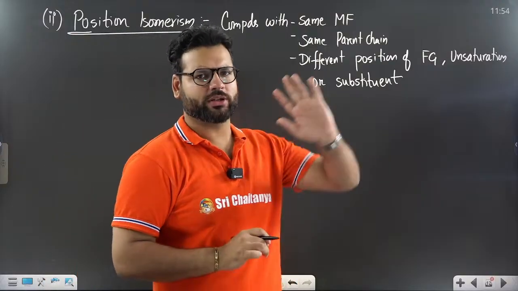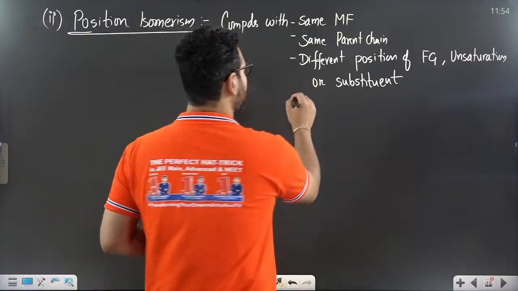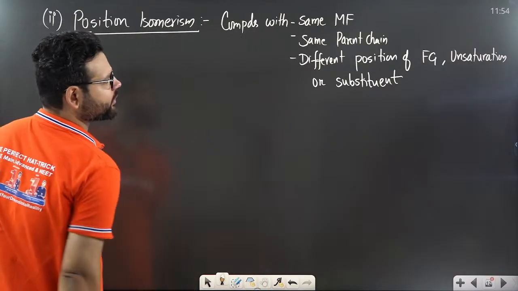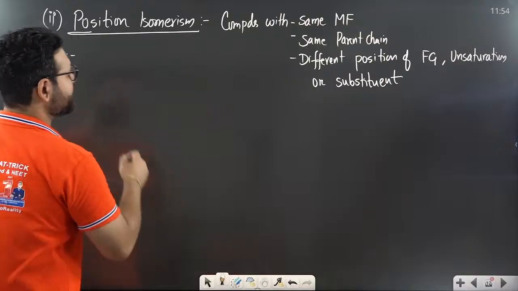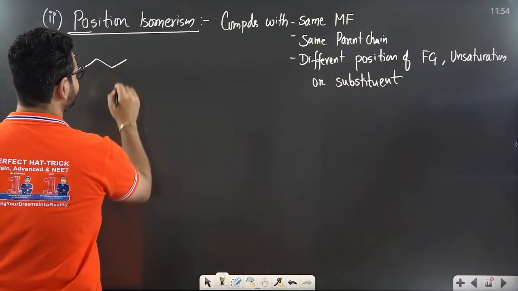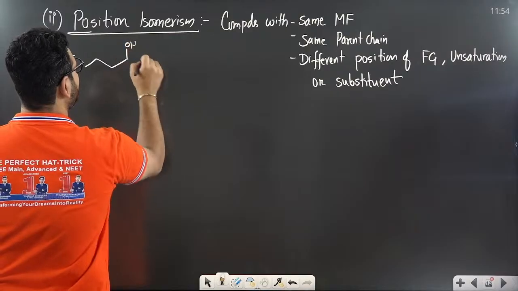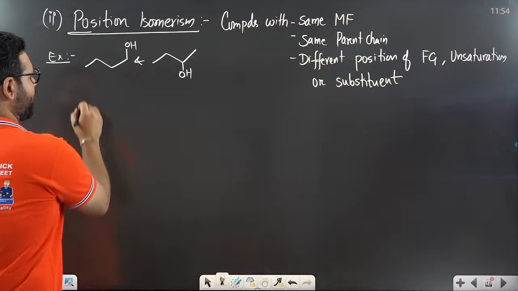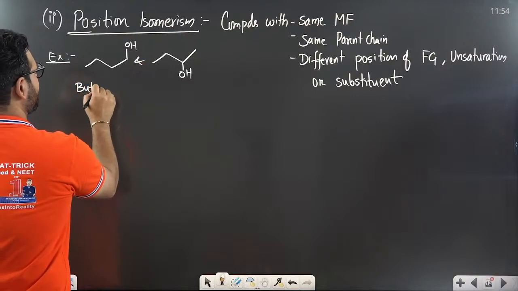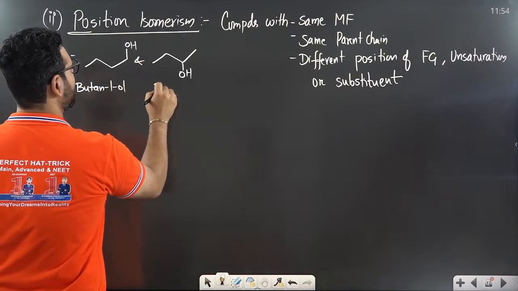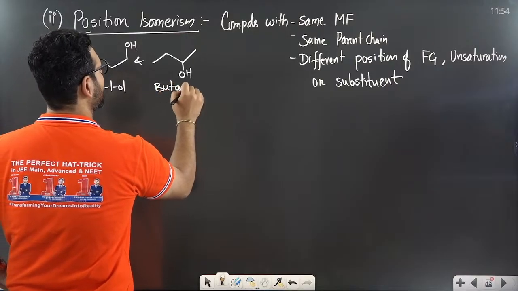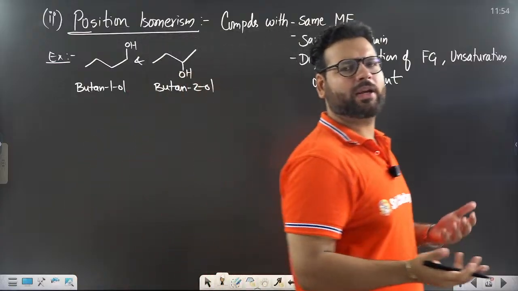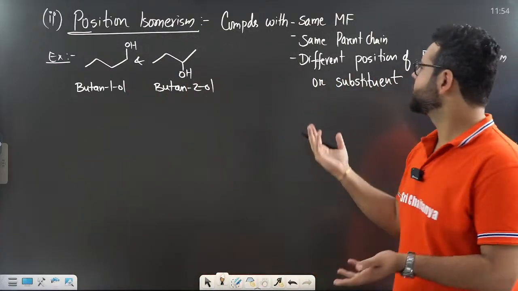I'll ask you a few questions now. Okay, one example I'll show you first. So let us see an example where the functional group has a different position, like if I take butane 1-ol and butane 2-ol. Both of them obviously have the same parent chain, but the position of the functional group is different.